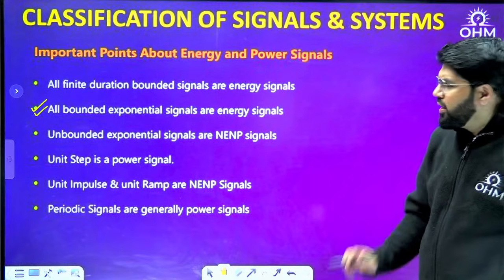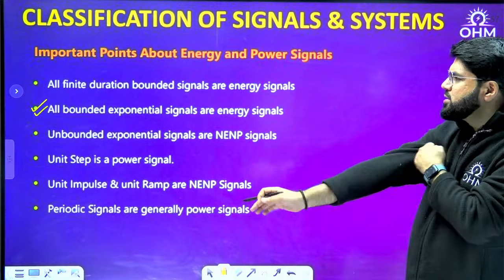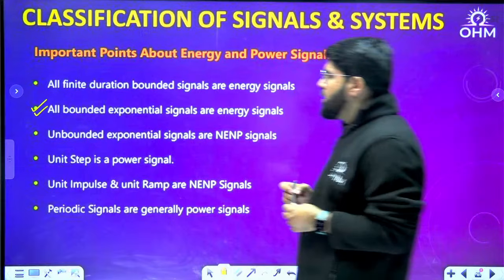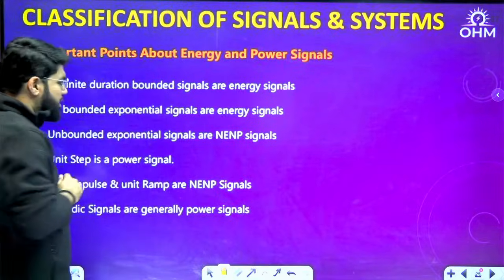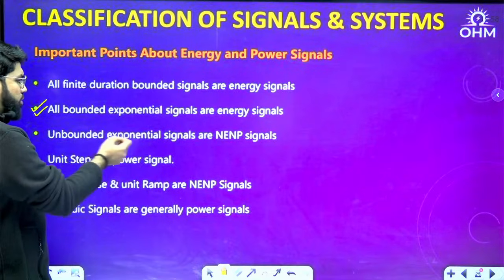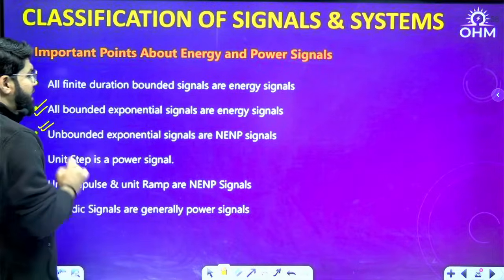But the important point I told you: all bounded exponential signals are energy signals. Then all finite duration bounded signals are energy signals, I'll come to it. And unbounded exponential signals are NENP signals.